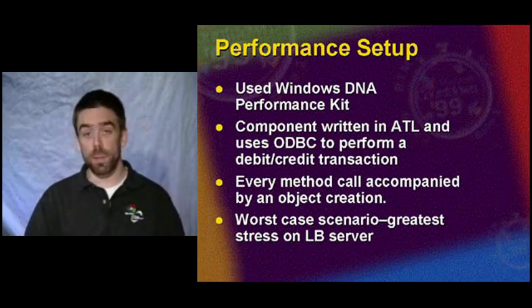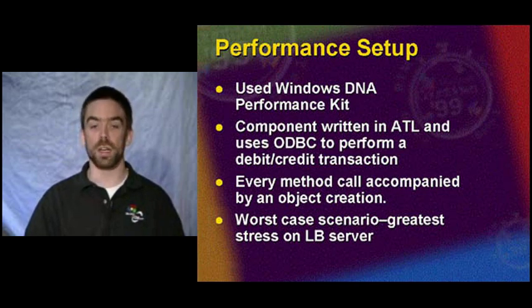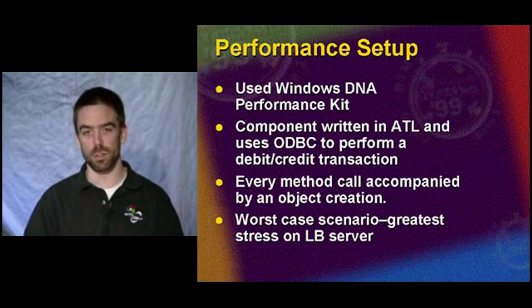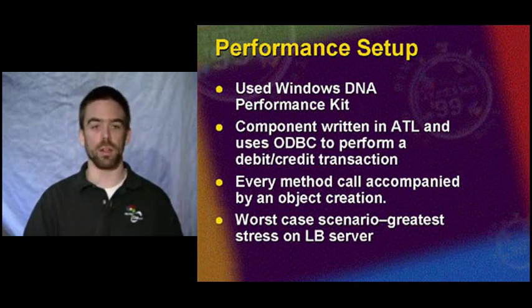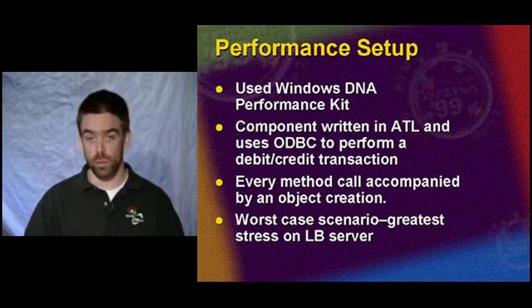Now, every method call in this test was accompanied by an object creation. This won't give you the fastest performance, but it is the most difficult case for the load balancing server to scale. It puts the most stress on the load balancing server, so I wanted to show that load balancing works in the worst case scenario.